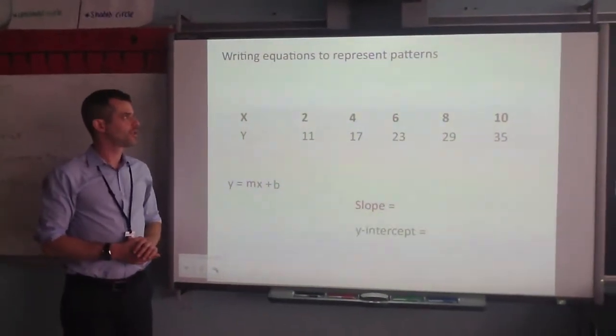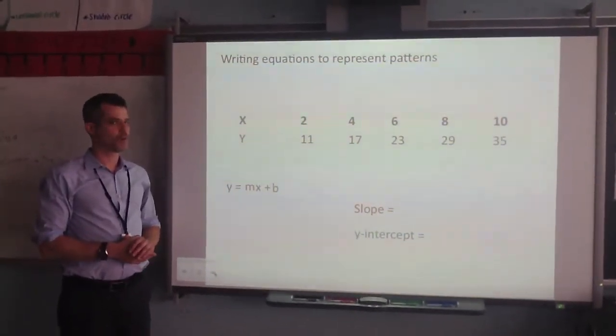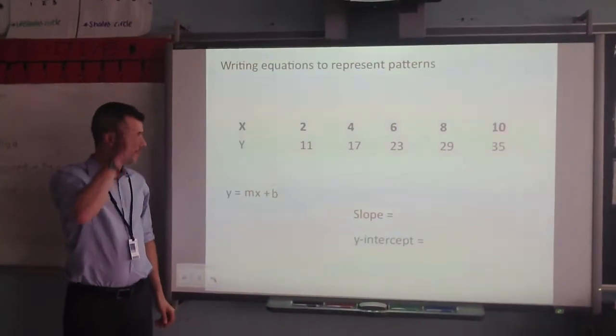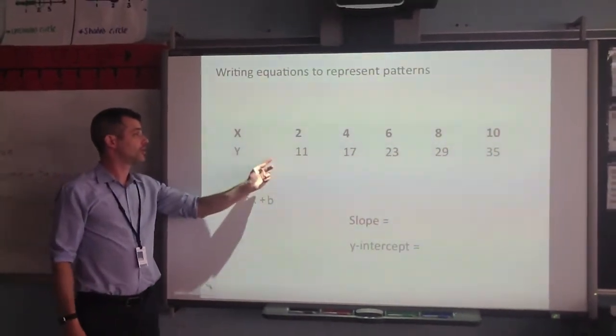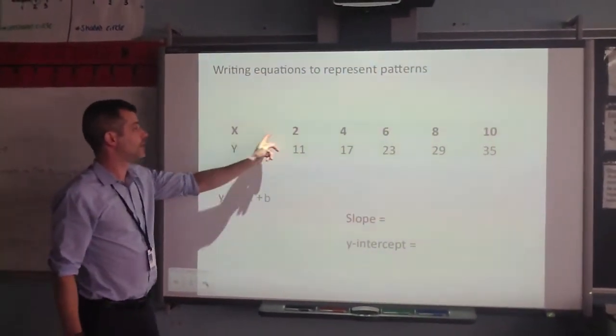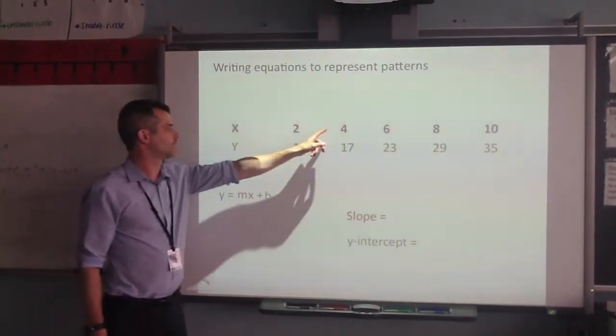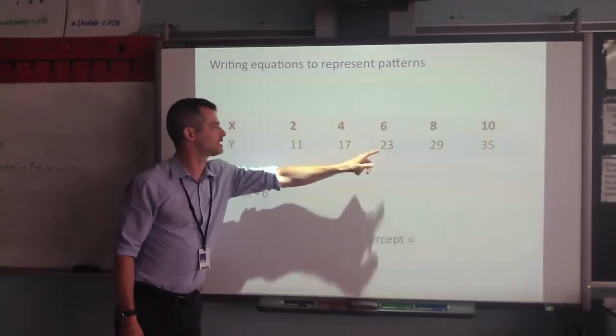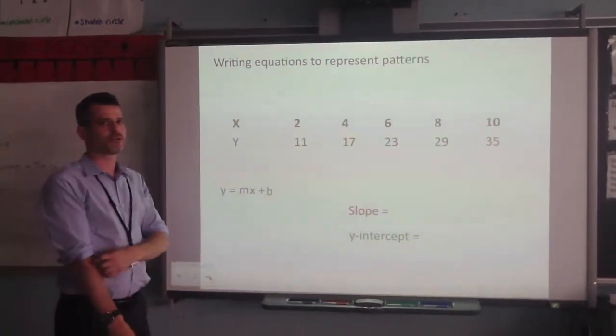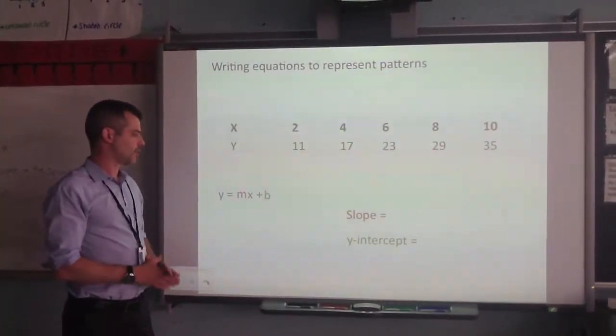So the final thing that we're going to look at today is how to write an equation to represent a pattern. So in our table here, we have a pattern where for each x value, we have a y value. For 2, we have 11, x is 4, we have 17, x is 6, we have 23. We want to be able to represent that as an equation.